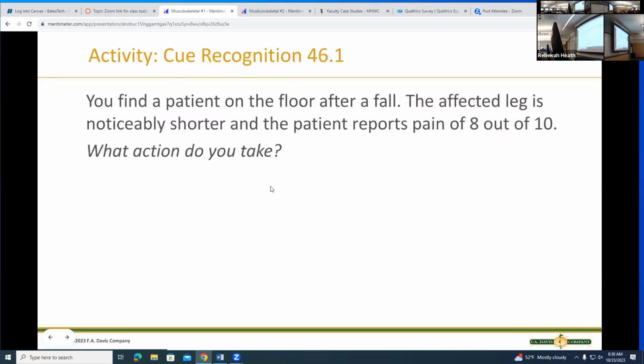Okay. Cue recognition. You find a patient on the floor. The affected leg is a little bit shorter than the other one, and they have 8 out of 10 pain. What do you do? So turn to your partner, tell them, what would you do?